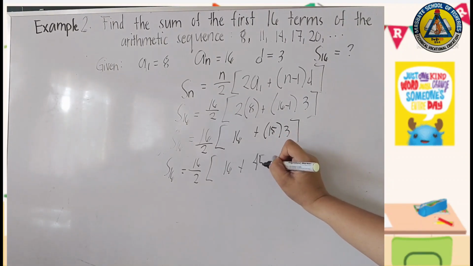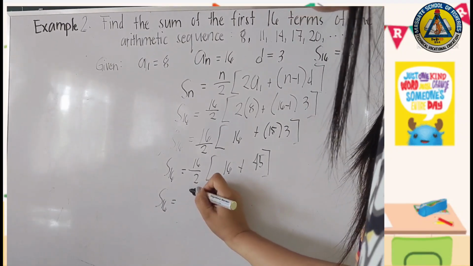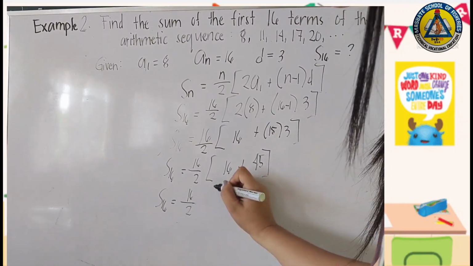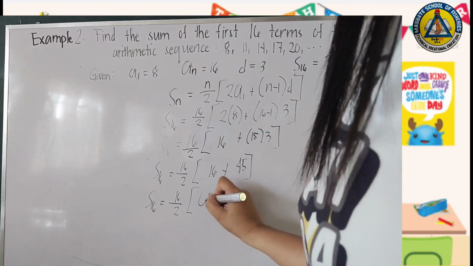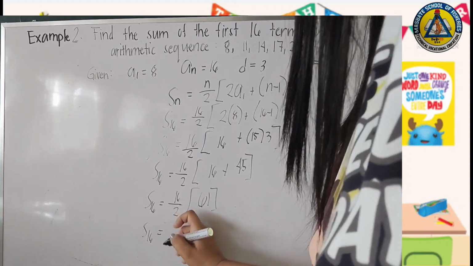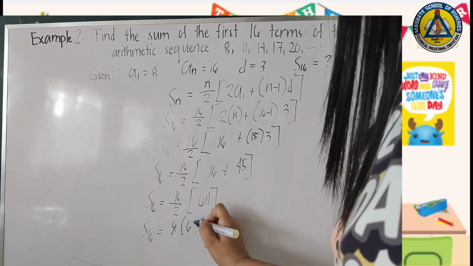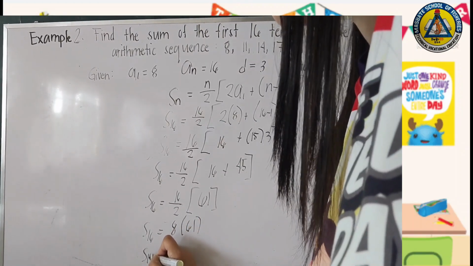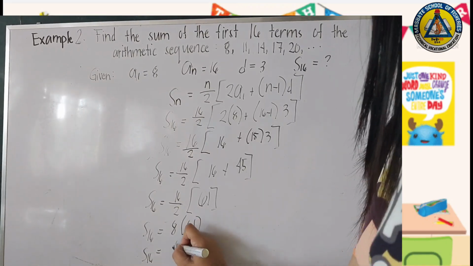So S sub 16 is equal to 16 over 2 times 16 plus 15 times 3, which is equal to 45. S sub 16 is equal to 16 over 2 times 16 plus 45, which is 61. S sub 16 equals 16 divided by 2, which is 8, times 61. S sub 16 is equal to 488.